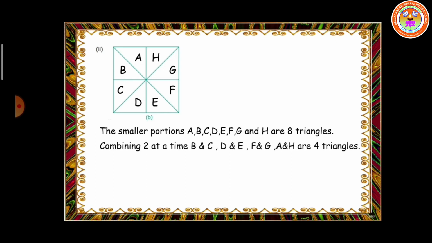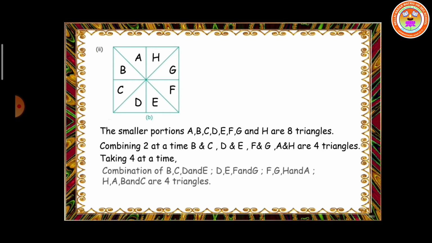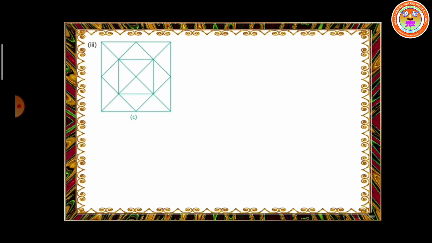Smaller portions A, B, C, D, E, F, G and H are 8 triangles. Combining 2 at a time, B and C, D and E, F and G, A and H are 4 triangles. Taking 4 at a time, combinations of B, C, D and E, D, E, F and G, F, G, H and A, H, A, B, C are 4 triangles. Total triangles 8 plus 4 plus 4 is equal to 16 triangles.